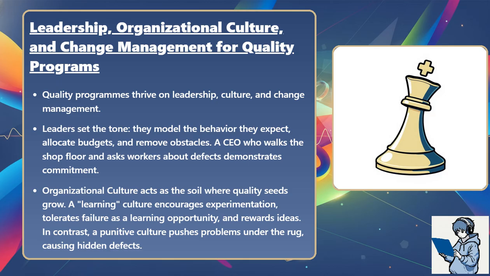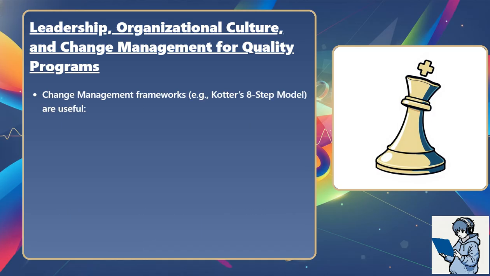Organizational culture acts as the soil where quality seeds grow. A learning culture encourages experimentation, tolerates failure as a learning opportunity, and rewards ideas. In contrast, a punitive culture pushes problems under the rug, causing hidden defects. Change management frameworks, for example Kotter's 8-step model, are useful.